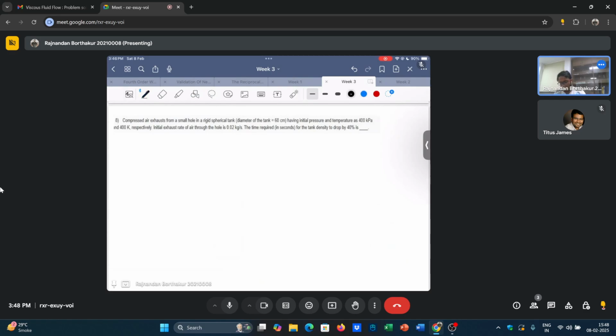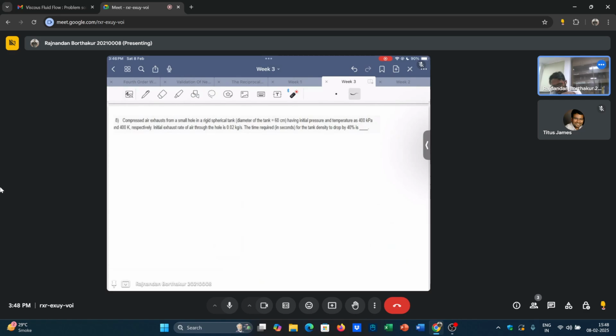Okay. So you know what this question says, it's something interesting. What it says is that there is a spherical tank, and you are basically filling air in that tank. Okay, I mean, you are not filling. So at a given initial pressure and an initial temperature, there is air in that particular rigid spherical tank. The initial pressure and the initial temperature are given to you.